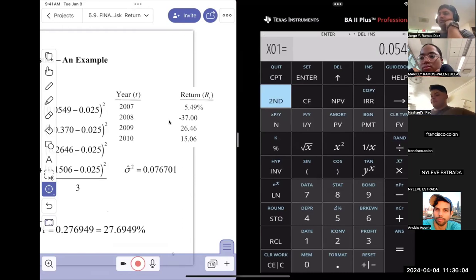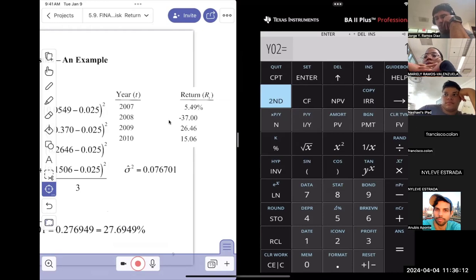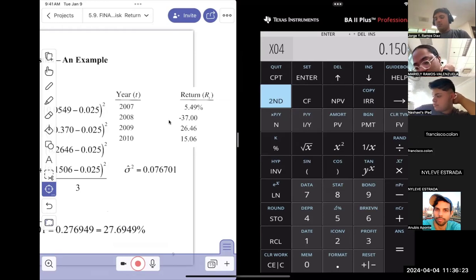Okay, so that's the first one. Skip it. And then here it's 0.37 negative. That's how you deal with the negative. Enter down. Skip over y. Then 0.2646. Enter. Skip over y. And 0.1506. Enter. And that's it.